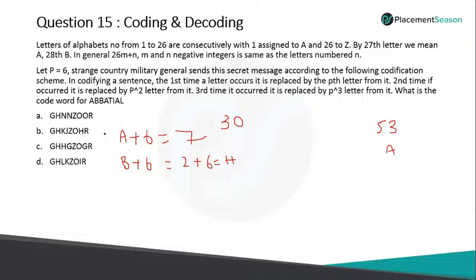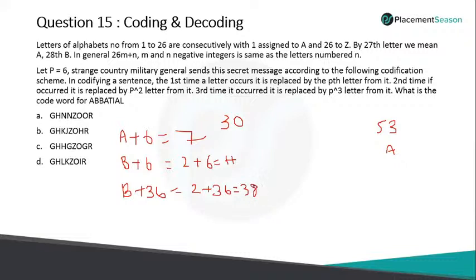What is p? It is 6. So what is 6 square? 6 square is 36. So for b again, it is not plus 6 now, it is plus 36. So b plus 36 is nothing but 2 plus 36. So what is 2 plus 36? It is 38.